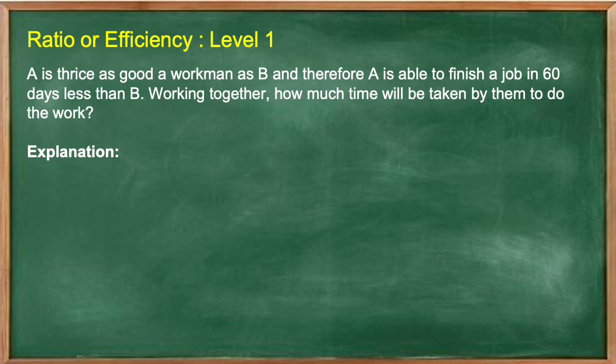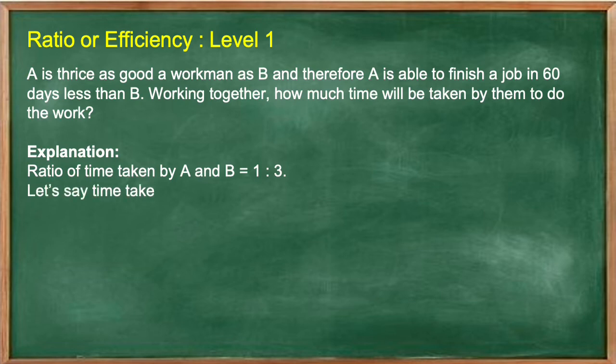This question is based on the ratio of efficiency or capacity, and the ratio of efficiency is 3:1. So the ratio of work has been given in the question, which can be used for finding out the ratio of time. And if the work ratio is 3:1, the time ratio will be 1:3. So now the ratio of time taken by A and B is 1:3. So we can say that the time taken by A and B is x and 3x according to the ratio.